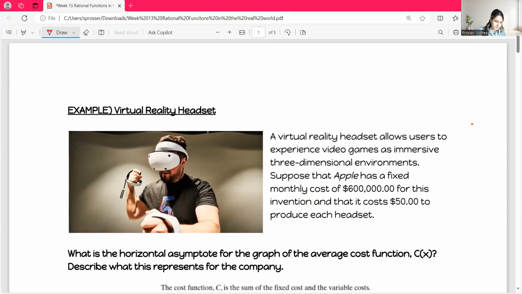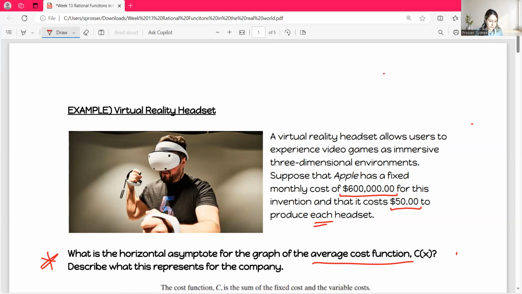So it says that a virtual reality headset allows users to experience video games as immersive three-dimensional environments. Suppose that Apple has a fixed monthly cost of $600,000 for this invention and that it costs $50 to produce each headset. So just some numbers they were throwing at us. The main question is right here. What is the horizontal asymptote for the graph of the average cost function C of x? Describe what this represents for the company Apple.